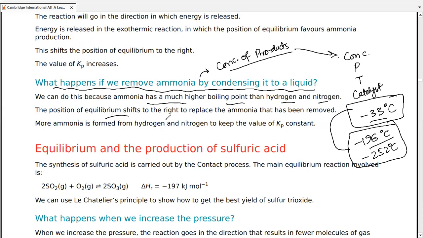So, position of equilibrium shifts towards the right to replace the ammonia that has been removed. The system tries to form more and more ammonia. So, by that, of course, the whole system, or the equilibrium, is shifted towards right, favors the product side, and more product is produced. Now, more ammonia formed from hydrogen and nitrogen actually tries to keep the value of Kp constant.